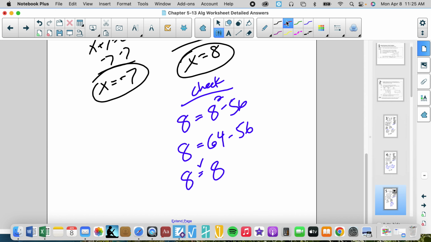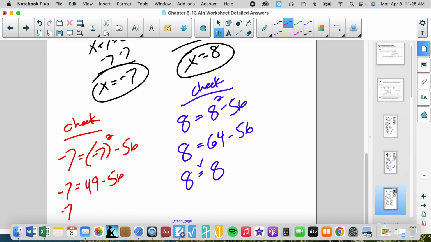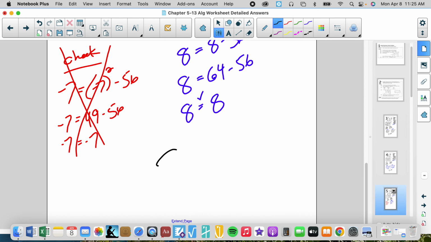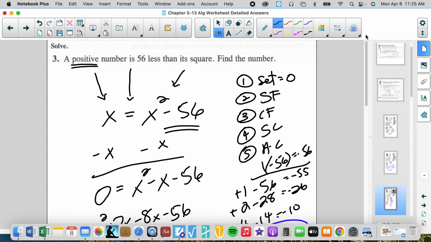Notice it would not work. Check. -7 equals -7 squared minus 56. Yeah, it does. -7 equals 49 minus 56. -7 does equal -7, but it's not a positive number. So even though it is true mathematically, our only solution is going to be 8 because that's the only one that fits the criteria. It has to be a positive number.